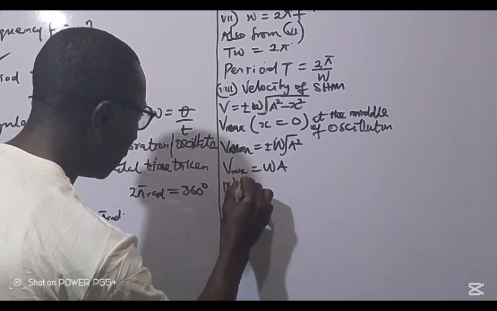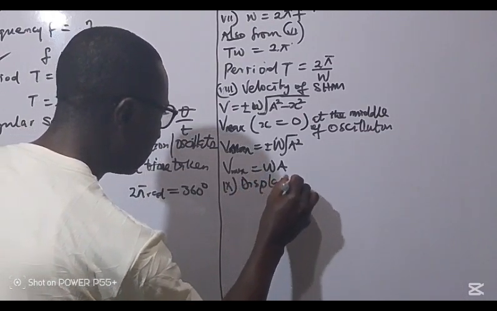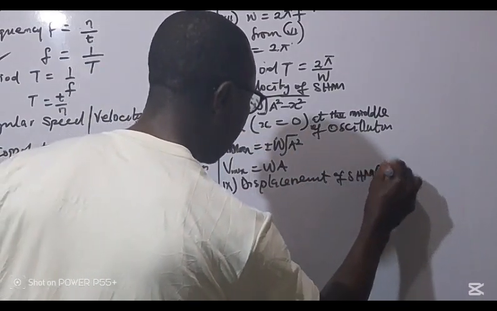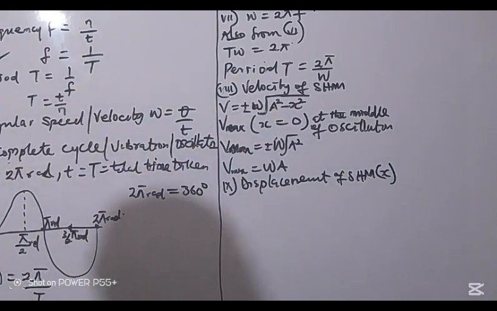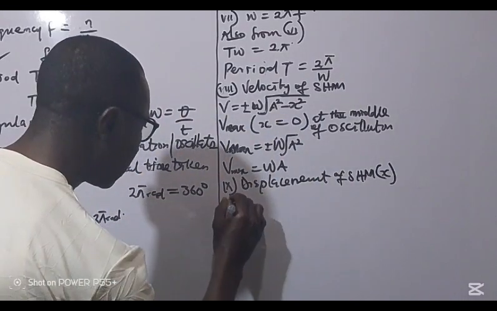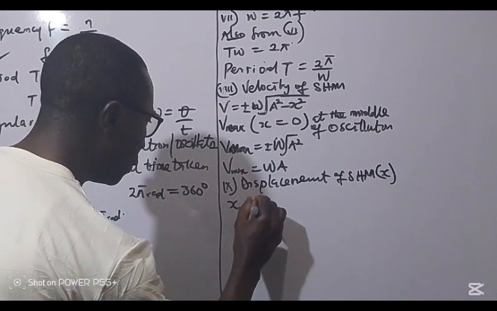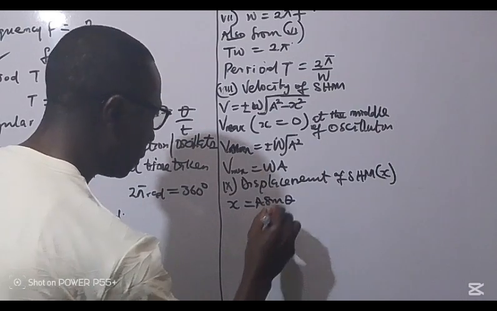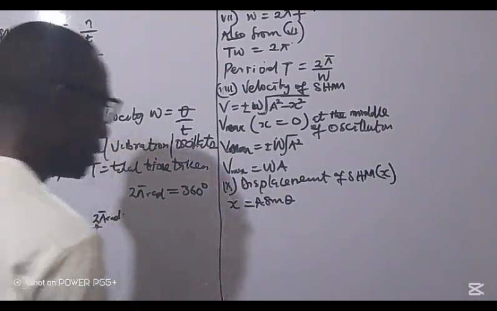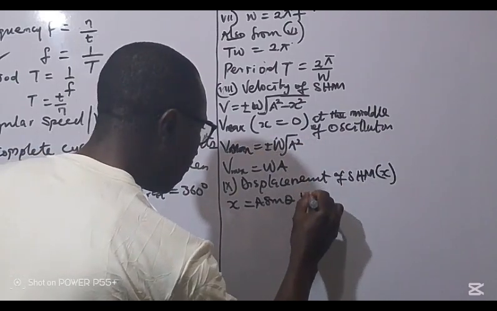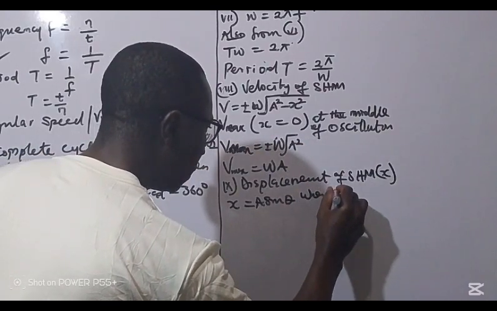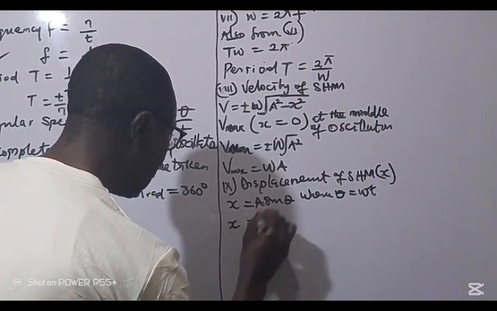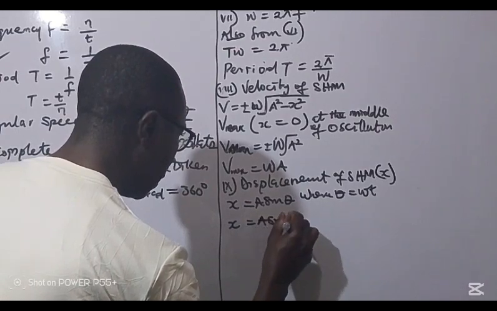We talk about displacement of SHM as x when you displace it from equilibrium position. And we say x, which is displacement, will be equal to a sine theta, where our theta is omega t. Therefore, the displacement of simple harmonic motion is equal to a sine omega t.